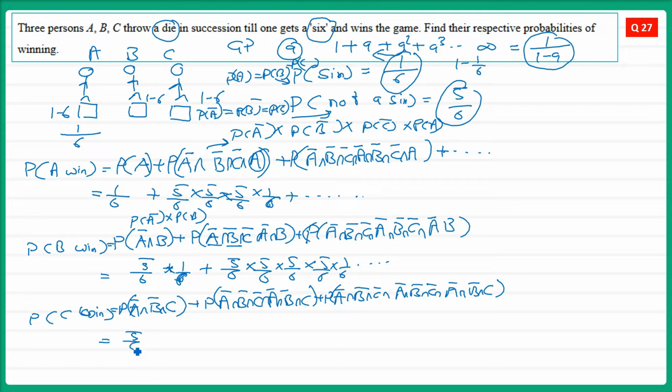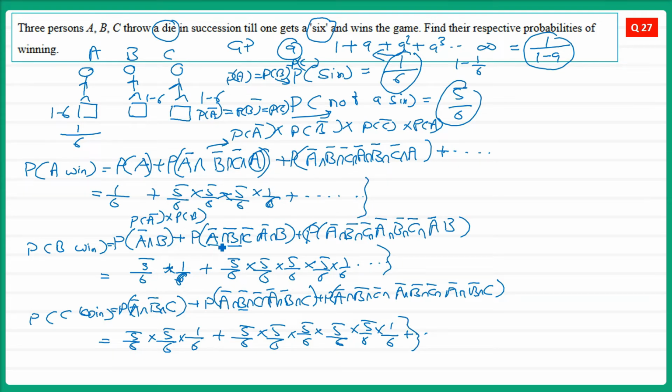I'm not writing the third option, because the first and second options are more than enough to constitute a geometric progression or geometric series. Now here also, A bar, B bar, C bar, so 5 by 6 into 1 by 6 in the first term, and this is how it goes on for the second one. All bars are 5 by 6, all normal without bars are 1 by 6.